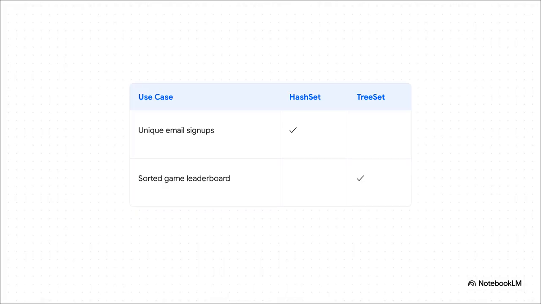If you're building a newsletter sign-up form, you just need to make sure you don't get the same email twice, and you need to do it fast. You don't care about alphabetical order. That is a perfect job for a hash set. But a video game leaderboard, the sorted order is the whole point. You need a tree set to keep all the high scores perfectly ranked.